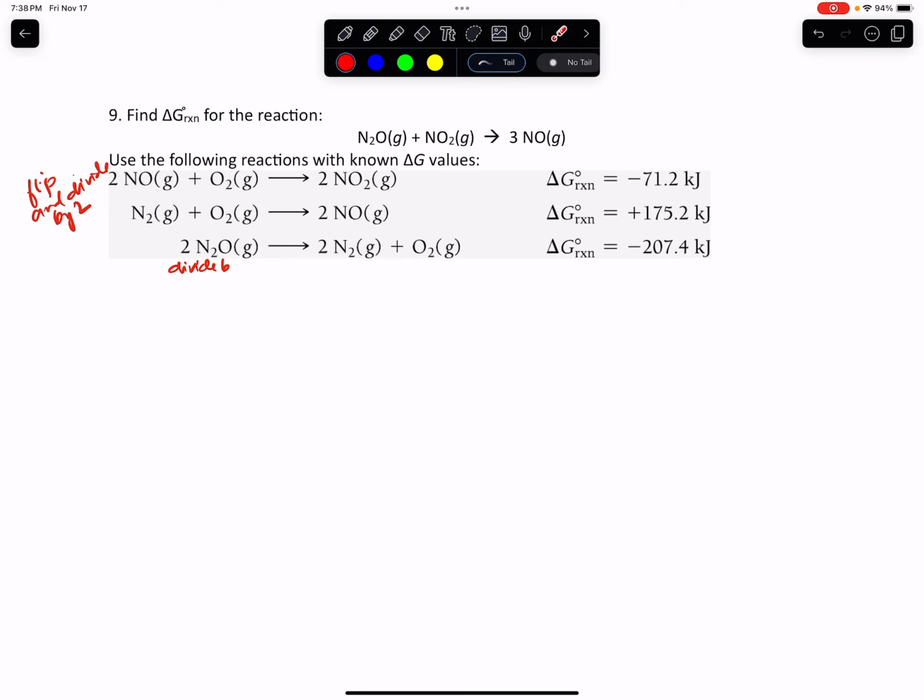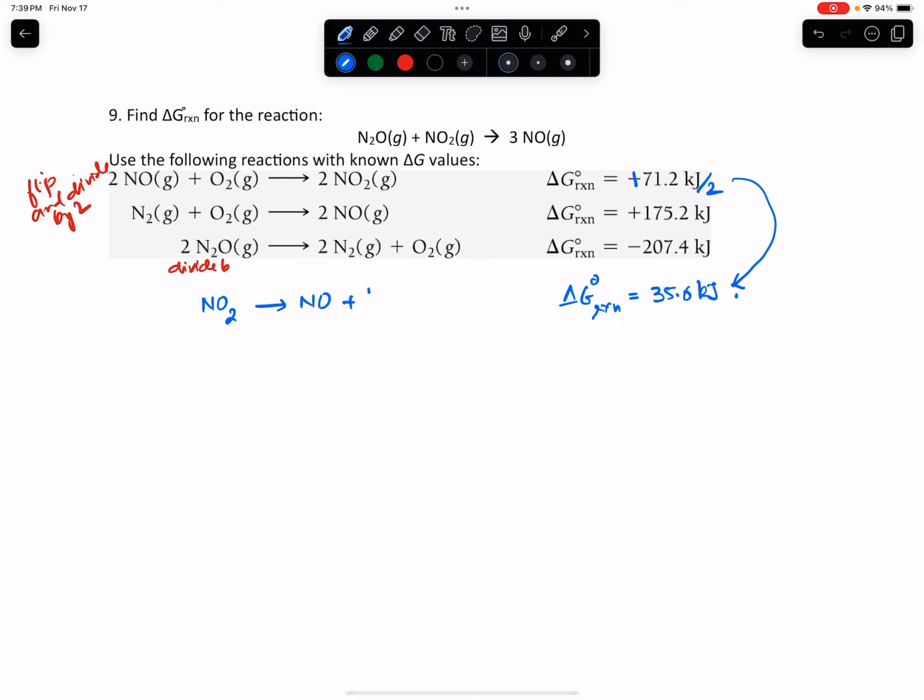If I flip the first reaction and divide it by 2, the delta G naught of the reaction for the flip, the sign will change. So that sign will become positive. And if I divide the reaction by 2, then this gets divided by 2 as well. That transformation gives us delta G naught of the reaction equal to 35.6 kilojoules, and the reaction itself becomes NO2 goes to NO plus half O2.